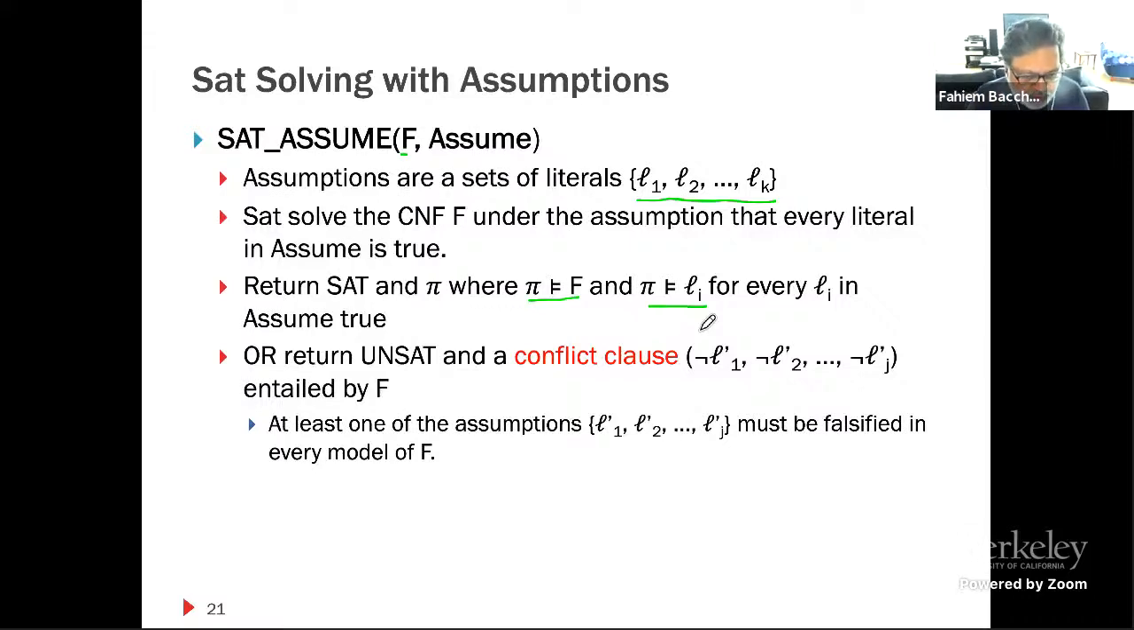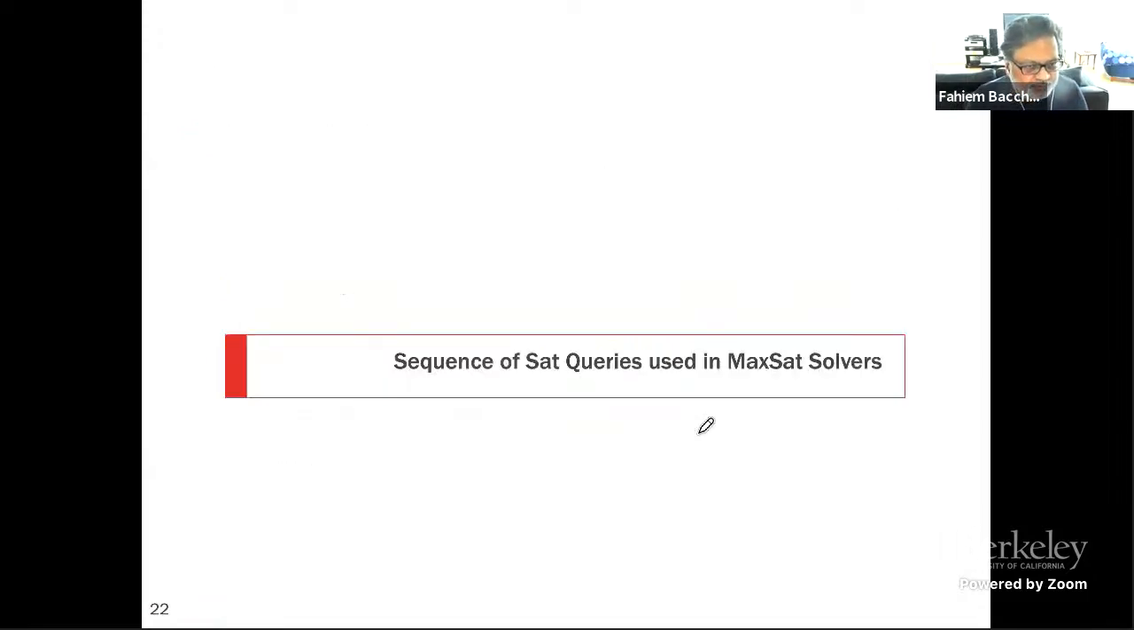Otherwise, it's going to return unsat, and it will return a conflict clause over these assumptions. In other words, it'll say some subset of these assumptions, at least one of this subset must be false. You can't make all of these assumptions true. At least one of these must be false. Okay? So most SAT solvers provide this facility, and it's actually quite a simple facility to implement, but we're going to use this a lot. Okay, so that's our background.